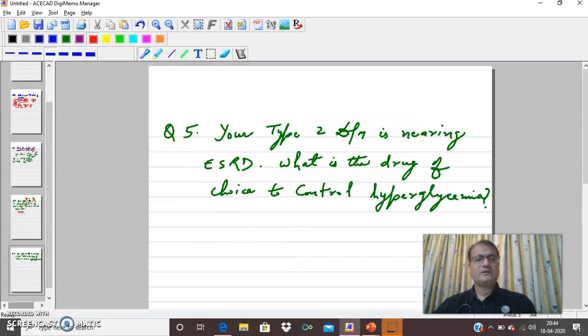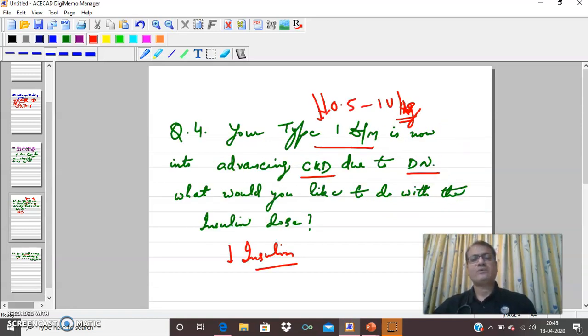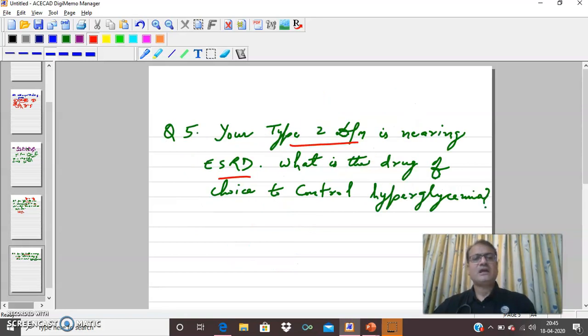And similarly, what about this question? Your type 2 diabetic patient is nearing end stage renal disease. Now, what is the drug of choice to control hyperglycemia? Well, in the previous question, we saw the question was asked with regard to type 1 diabetes, and there insulin is the only drug available to control hyperglycemia, but we need to reduce the dose of insulin. But in type 2 diabetic patients, initially we start these patients on OHAs.